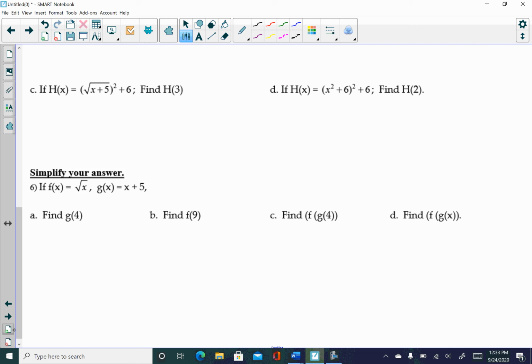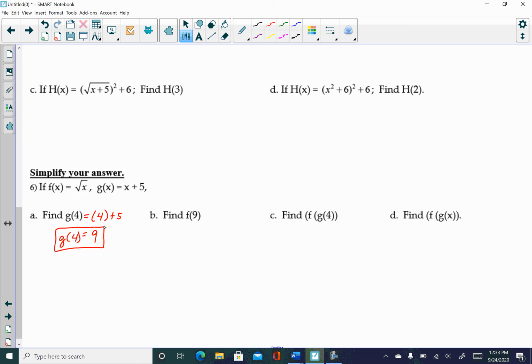Okay, so let's look here at letter A. Letter A wants you to find g of 4. Go to my g function. Everywhere I see an x, plug in 4. So that would be 4 plus 5. So that's going to give me 9. So we know that g of 4 is equal to 9. Final answer. And you can just write 9. You don't have to write g of 4 equals 9. You could just write 9.